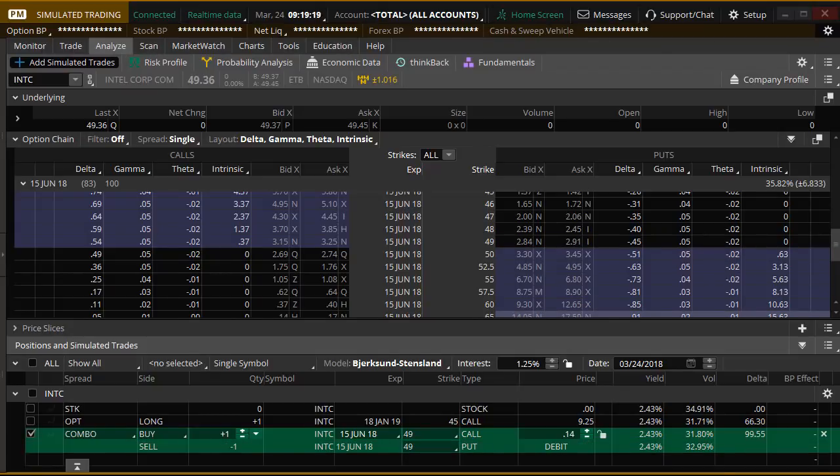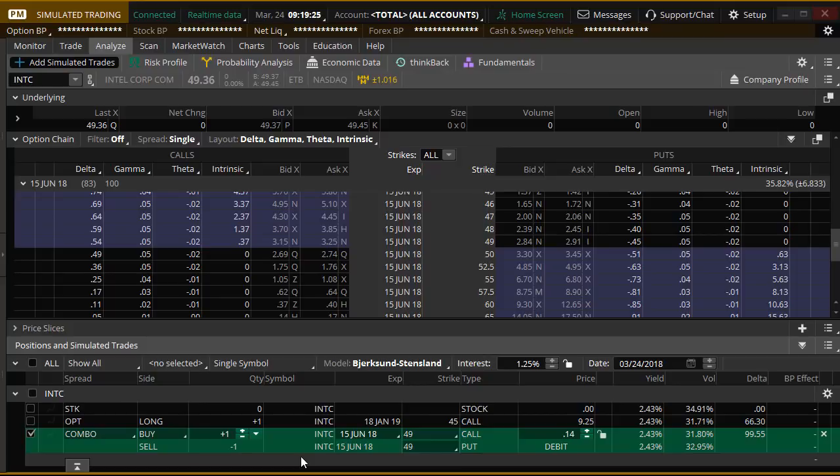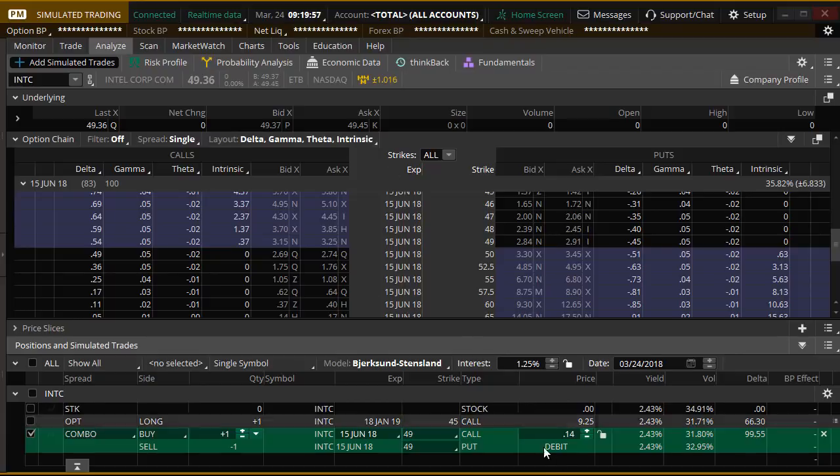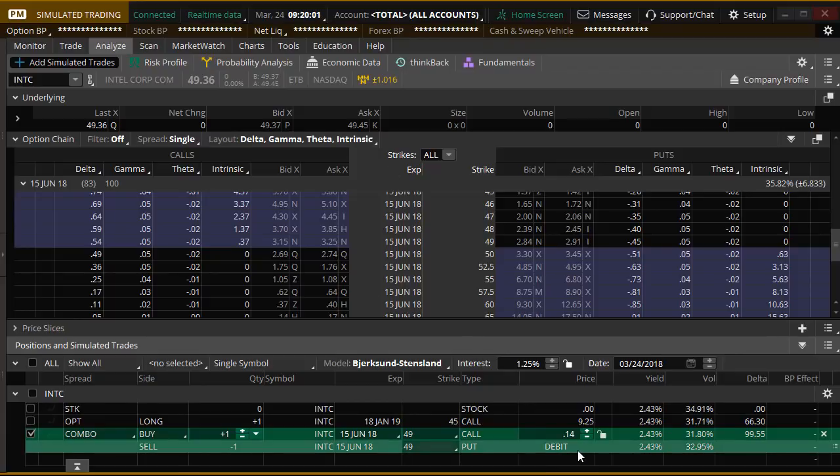Thinkorswim calls it a combo. Okay, but this is a synthetic stock position because we picked up both sides of this trade. We picked up the positive, the long call. We picked up the negative by picking up the short put. And essentially we've mimicked the stock trade. The stock trade would cost us $49.45 to do. Doing this costs us 14 cents per share.